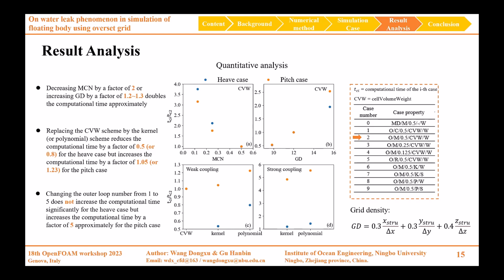Note that this is under the condition of weak coupling. And the third conclusion is that changing the outer loop number from 1 to 5 does not increase the computational time significantly for the Hill case because the water leak phenomenon has almost disappeared. But it indeed increased the computational time for the pitch case.